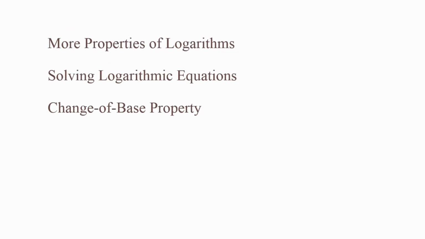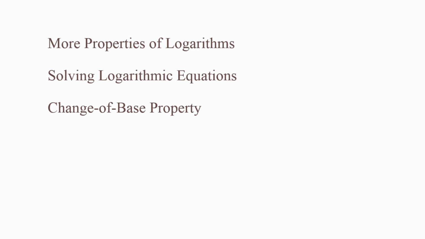More properties of logarithms. We have our product property that tells us if we have log base b of x plus log base b of y, it can equal log base b of x times y. We also have our quotient property of logarithms that tells us if we have log base b of x minus log base b of y, that equals log base b of x divided by y.